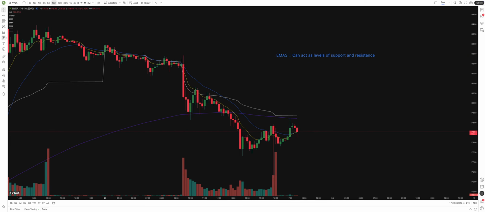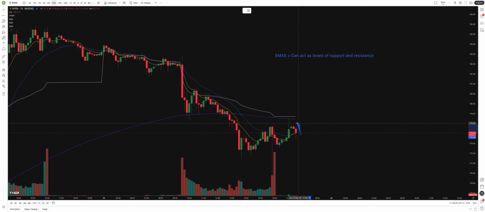So until price breaks this purple line, until it breaks that level, you are fighting a downtrend. Right? Even though price is above the EMA 9 and 20, it's still below the last 200 candles, right?